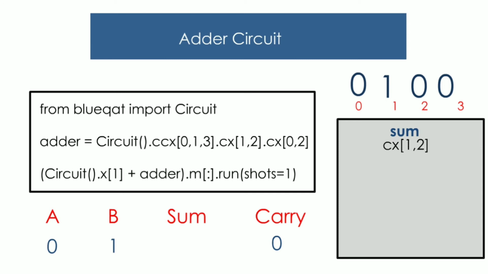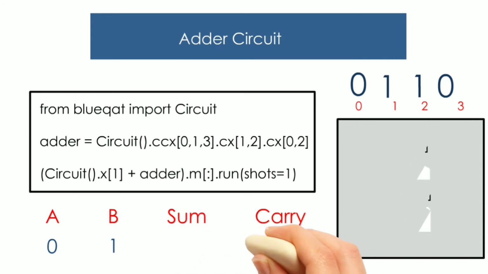We take qubits 1 and 2, and since the control qubit is 0, the target will not flip. We again apply the CX gate at qubits 0 and 2. In this case, since the control bit is 1, the target will flip from 0 to 1. Therefore, the qubit at position 2 will change from 0 to 1 and the sum circuit output will be 1. Therefore, we get the output as 0110.